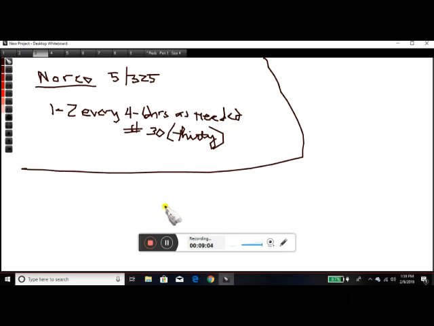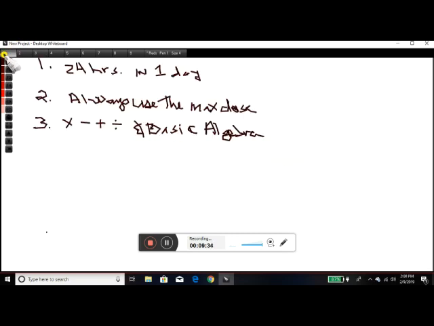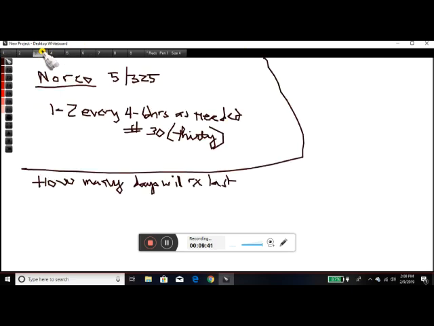So this is our prescription. And we need to figure out how many days this is going to last. So how many days will the Rx last? Remember what I said in our first slide. Always use the max dose. So with that being said, let's go back to our prescription. And our question is, how many days will it last? Well, what is our max dose? We know the maximum number of tablets they can take in each dose is going to be 2.